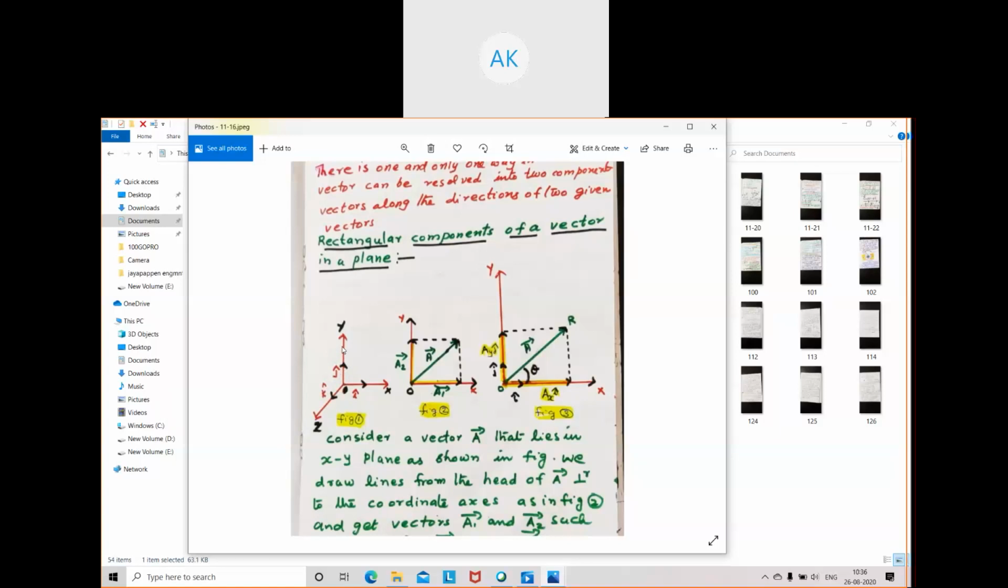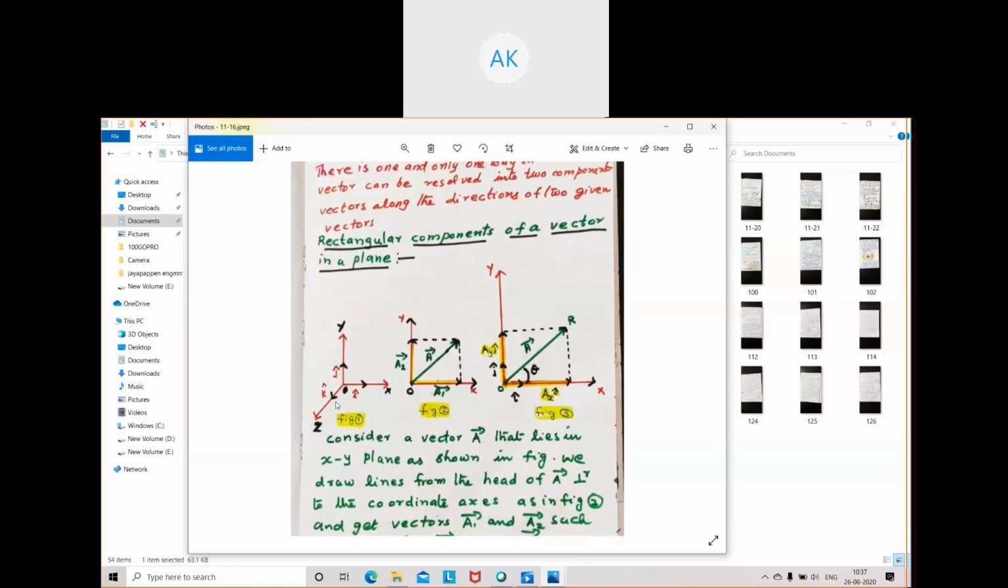Velocity is along the y direction. 5 ĵ. What's the meaning? Velocity magnitude is 5 and its direction is along the y-axis. 5 ĵ means the magnitude is 5 centimeter from the origin, and ĵ means it is acting along the y direction.